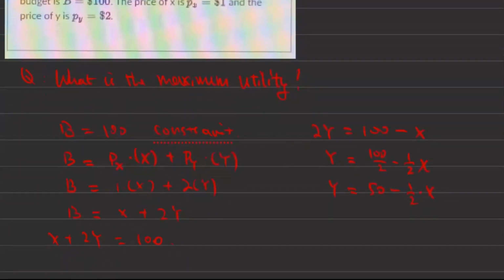So then what's left is we're going to plug this function, y equals 50 subtract half of x, into the utility function. So we're going to say plug it into the utility function of x and y, which essentially is just a product of x times y.